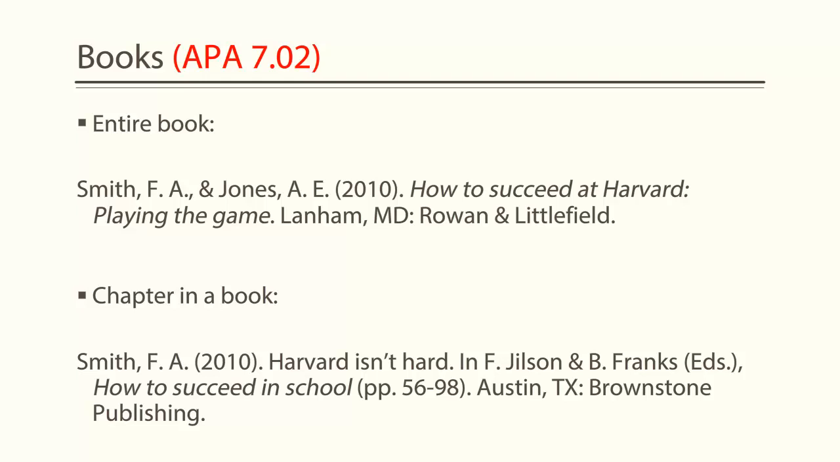There's no comma before the and symbol when there are two editors, and page numbers of the chapter are included. This is why you have to look up every source to see what the formatting is like. If you do not include the chapter page numbers, it is incorrect. If you do not have a period after the editor's abbreviation, it is incorrect. Every little thing needs to be correct in order for you to avoid points being taken off for APA formatting.